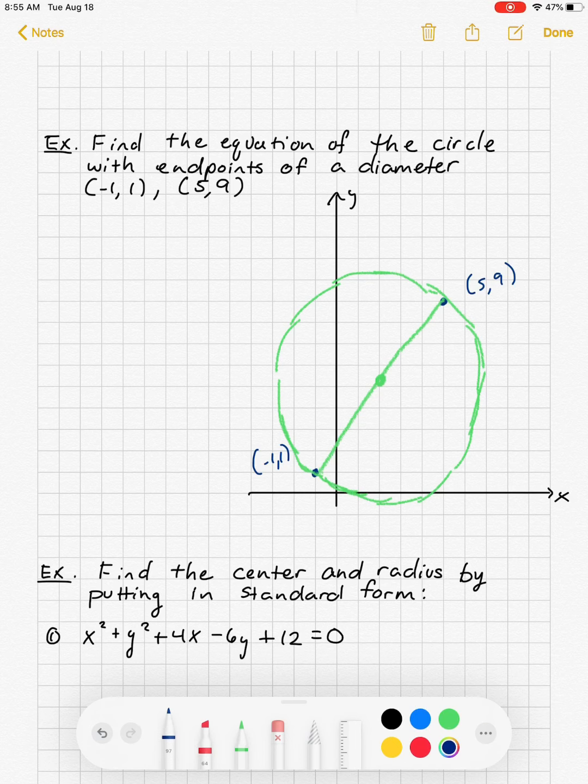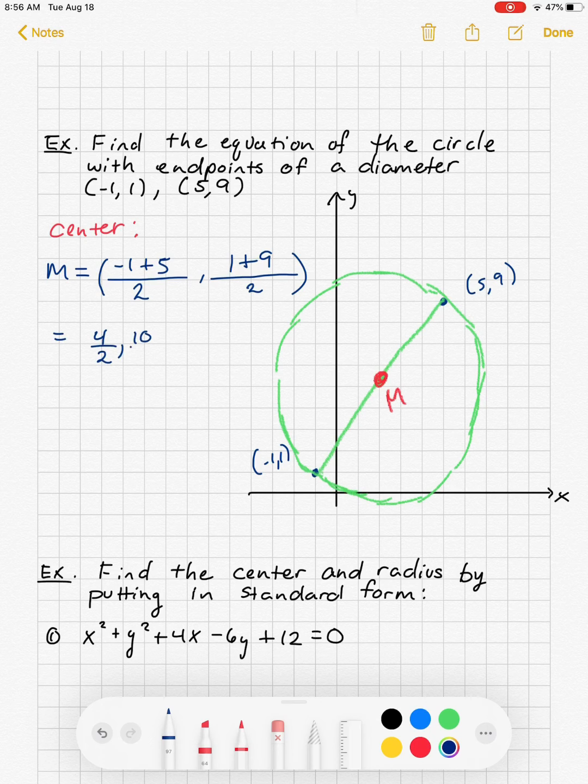You get the idea. So I need to find a couple of things. I need to find the center. This is going to be an application of my midpoint formula. How does that work? I take the x's and add them: negative 1 plus 5, divide by 2, I'm taking the average. Take the y's and add them, divide by 2. So what is it, 2, 5?